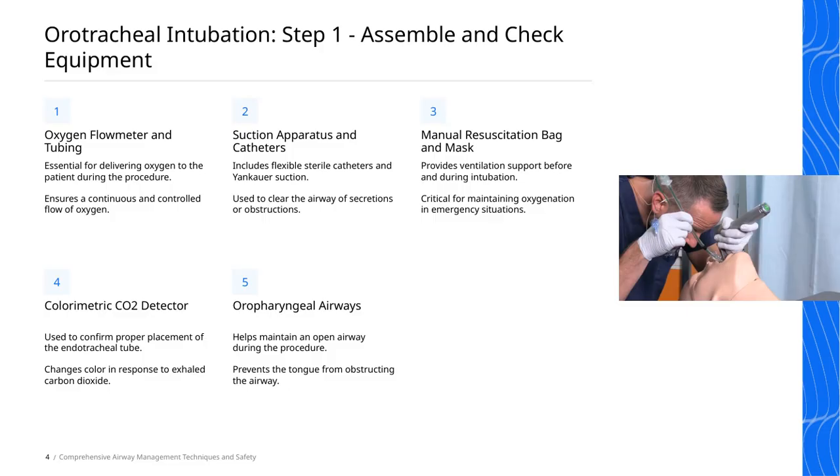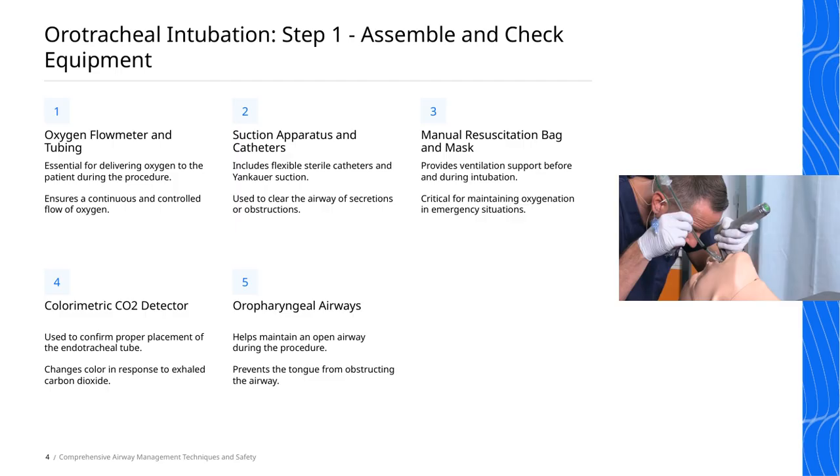Let's start with step 1, assembling and checking all the necessary equipment. This is a crucial first step to ensure everything is ready for a safe and effective intubation. First, we have the oropharyngeal airways, which help maintain an open airway during the procedure. They also prevent the tongue from blocking the airway, making it easier to visualize and access the trachea.